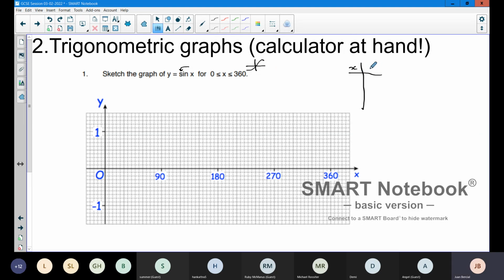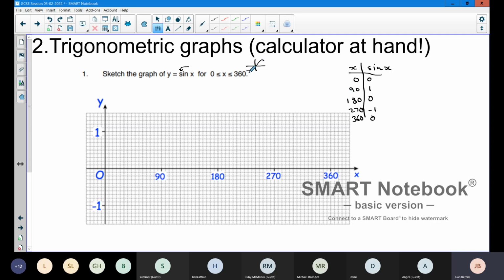So if this is x and this is the sine of x, we use 0, 90, 180, 270, and 360. Put these in your calculator, and you get that the sine of 0 is 0, the sine of 90 is 1, the sine of 180 is 0, the sine of 270 is -1, and the sine of 360 is 0.